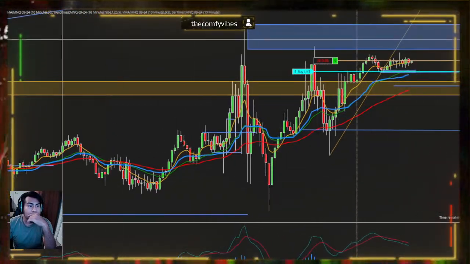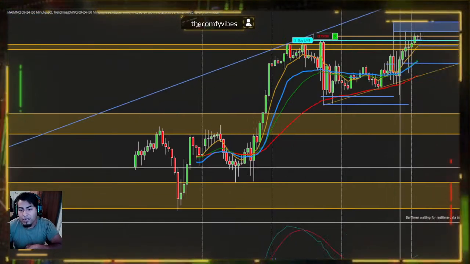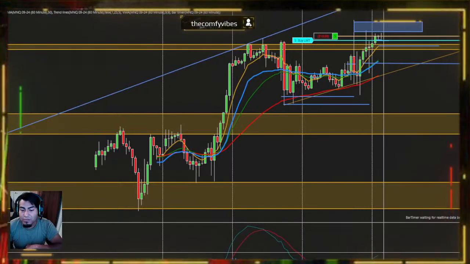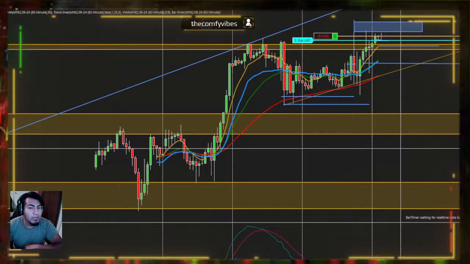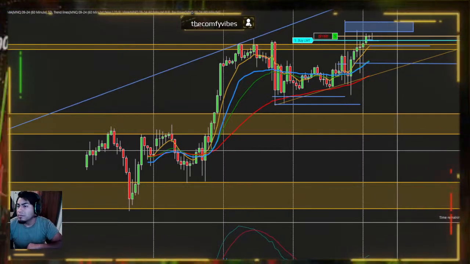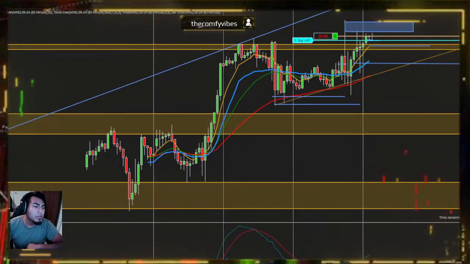On the 60-minute, I'm looking at the 60-minute right now, and we still have this big opening here, which is telling me that there's still room to the upside. So let's see what goes on, guys.